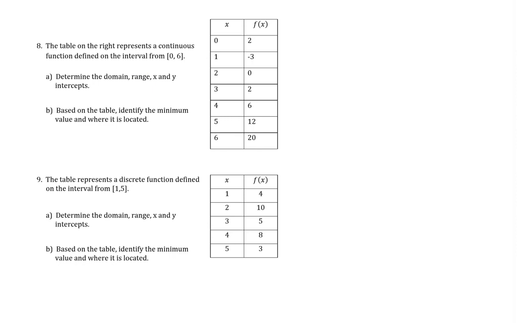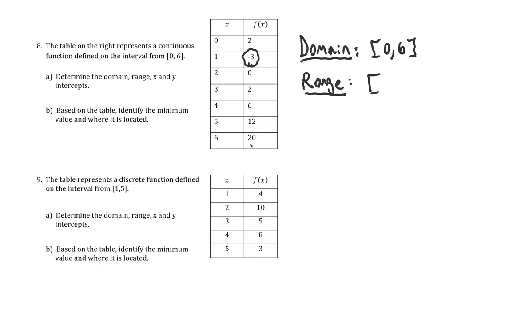Next up, we want to analyze from a table. So number 8, it says the table on the right represents a continuous function defined on the interval from 0 to 6. So because it's described as a continuous function, that means we can determine the domain based on the statement that they already gave us, which is that x is from 0 to 6. So to figure out the range, we need to figure out the lowest y value that's achieved and the highest y value that's achieved. So the lowest y value I see is -3, and the highest I see is 20. So that means that the range is going to be from -3 to 20.